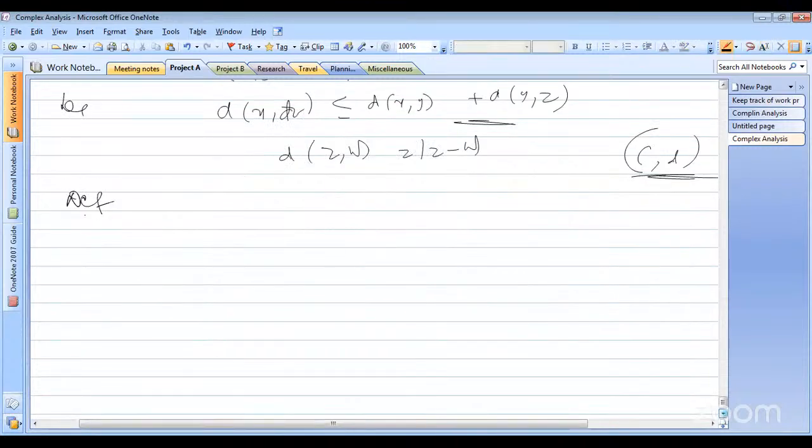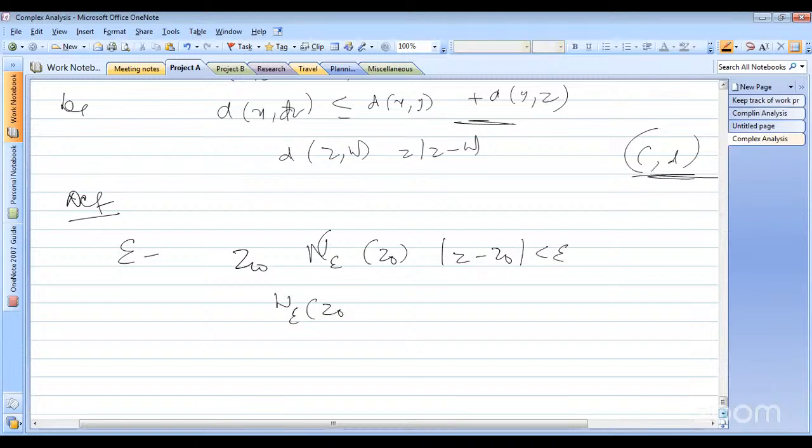One definition we are taking here. The epsilon neighborhood of a point z naught, denoted by N epsilon of z naught, is the set of all points z in C such that modulus of z minus z naught is less than epsilon. So N epsilon z naught is the set of z belonging to C such that modulus of z minus z naught is less than epsilon.